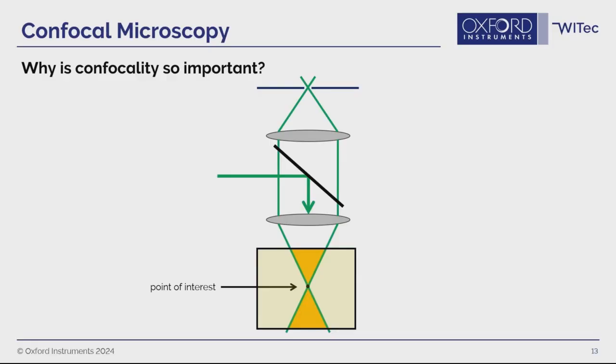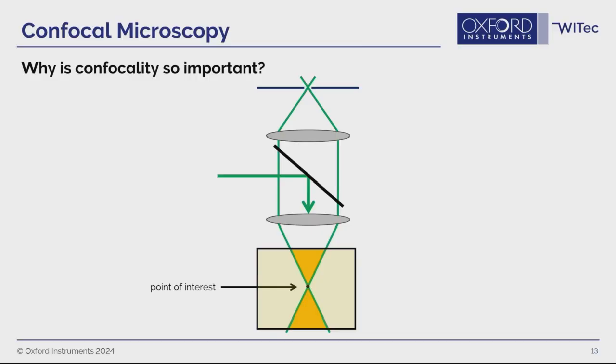So why is confocality so important? Therefore, let's have a look at the detection beam path. When we have a look at the point of interest in the focal plane, everything goes smoothly and the light is able to pass to the detector. But what happens when we look at a point which is not the point of interest? So, for example, a point out of focus.